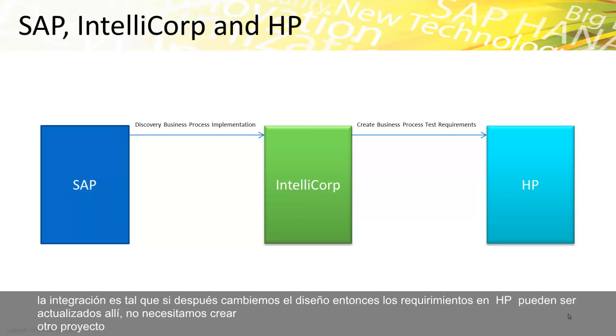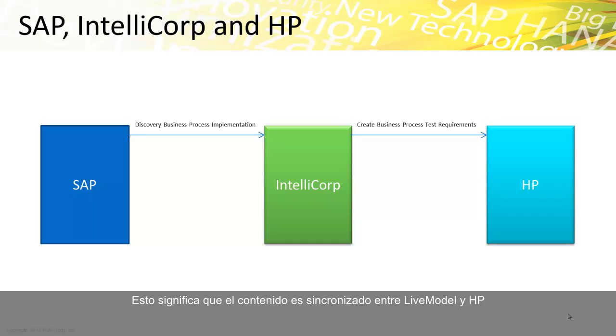The integration is such that if we later change the design, then the HP requirements may be updated in place. We don't need to create another project. This means the content is synchronized between Live Model and HP. Live Model supports the automatic creation of business process scenarios. They naturally fit the test design approach of HP, so this content is also integrated between the two products.